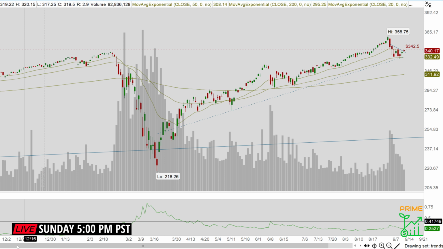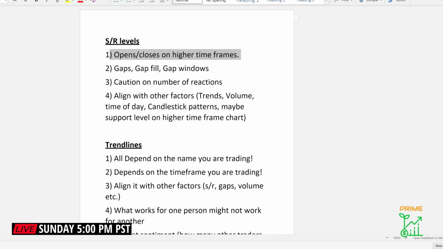Now, back to our whole purpose of this. I'll go off on a tangent here. Gaps, gap fills, gap windows. To be honest with you, I find all three work great. You could put gap fills and gap windows in the same category as gaps.